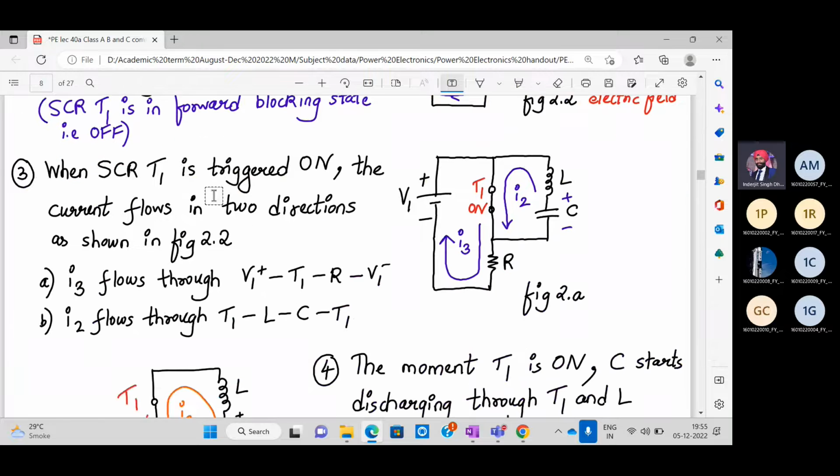Now let's say the SCR is triggered on. We applied the gate pulse and the SCR is triggered on. Now there are two currents in the circuit. One is current I2, via which the capacitor will discharge, and the other current flows through the load R, which is called I3 here. The current directions are shown here. I3 flows through V1 positive, T1, R, and the negative terminal of V1. I2 flows through SCR T1, inductor L, the capacitor, and back to T1.